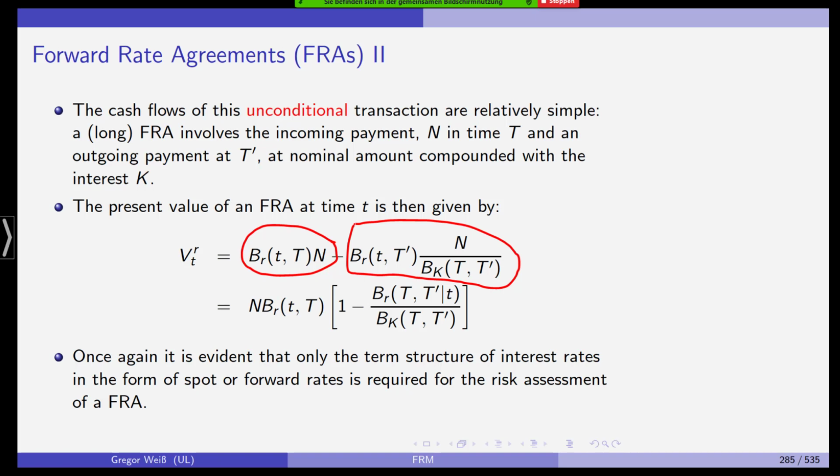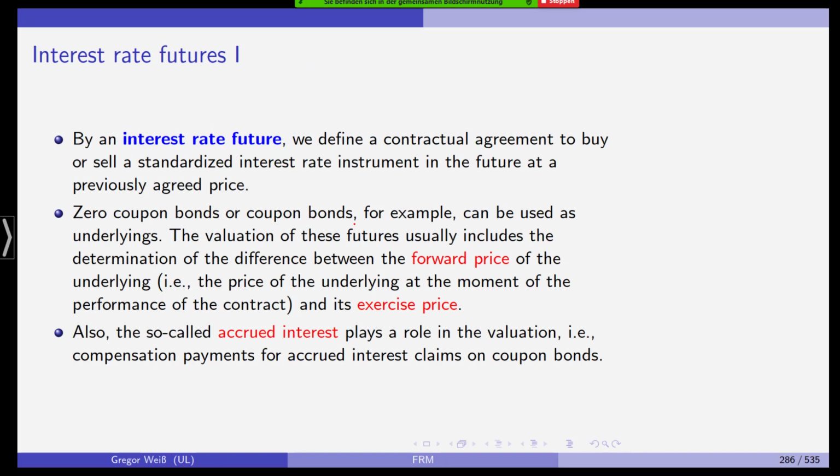Again, one can see only the term structure of interest rates is relevant as a risk factor for the pricing of this forward rate agreement. It's basically a loan, and the only risk can come from changes in interest rates. Okay. We also have interest rate futures. For an interest rate future, we define a contractual agreement to buy or sell a standardized interest rate instrument in the future at a previously agreed price.